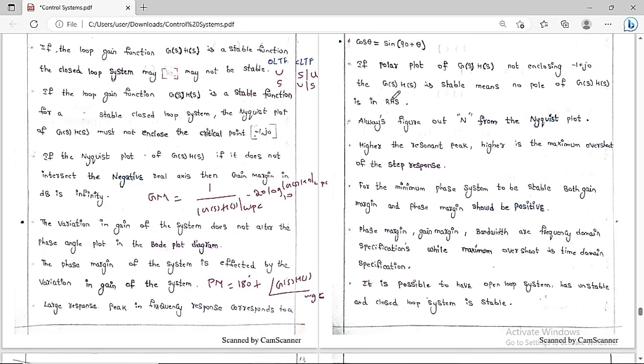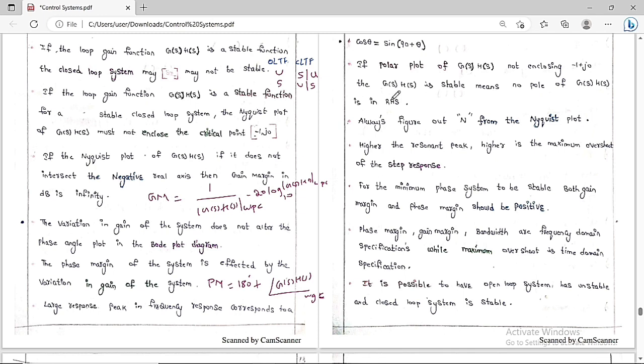The next point is, if the polar plot of G(s)H(s) is not enclosing the -1 plus j0, then G(s)H(s) is stable, meaning no pole of G(s)H(s) is in the RHS of s plane. So listen carefully. If the polar plot of G(s)H(s) does not enclose the -1 plus j0, then G(s)H(s) is said to be stable. It means that no pole of G(s)H(s) is going to lie in the RHS of s plane. So simply, I can say in simple words like this.